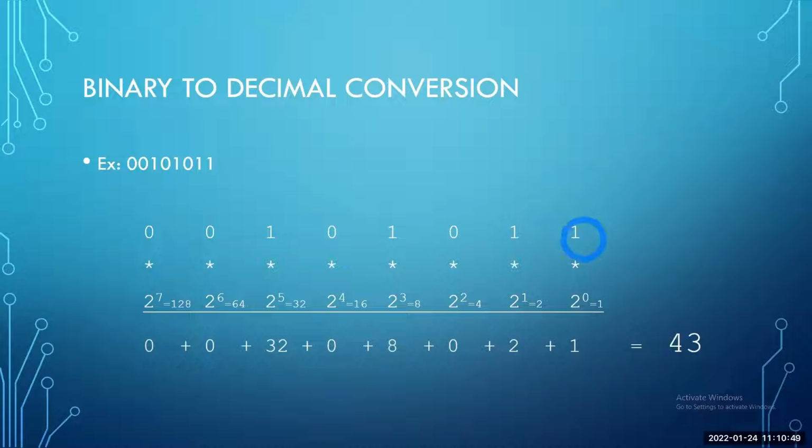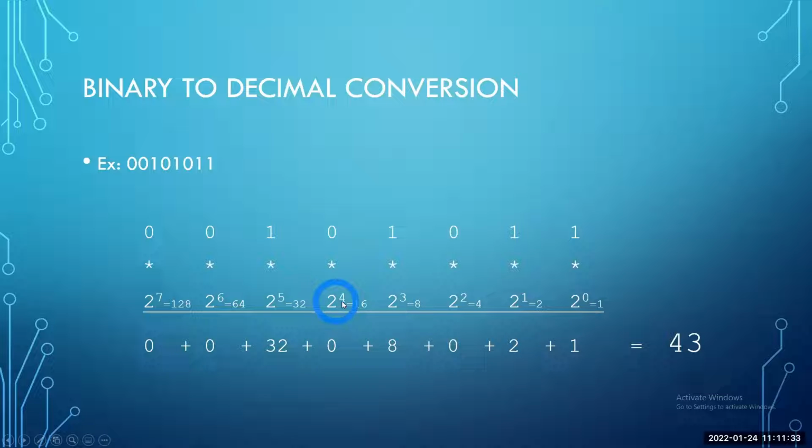So again, what you do is multiply it by its position, and then you add it all up. So 2 to the power of 0, it's the 0 position. Again, in programming and in computing, we always start at 0. 2 to the power of 0 is 1, and anything to the power of 0 is 1. Times 1 equals 1. 2 to the power of 1 equals 2. Times 1, again, equals 2. 2 squared equals 4, times 0 equals 0. 2 cubed equals 8, times 1 equals 8.